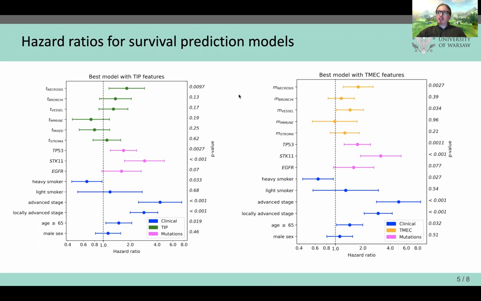In general, we can see that the presence of immune cells and mixed stroma tissue in the whole slide improves patient survival. The same is also true for the presence of immune cells in the tumor microenvironment, but to a lesser extent. When it comes to features that negatively impact survival, these are necrosis in the whole slide and both necrosis and vessel in TME. What's important, these last results are statistically significant.